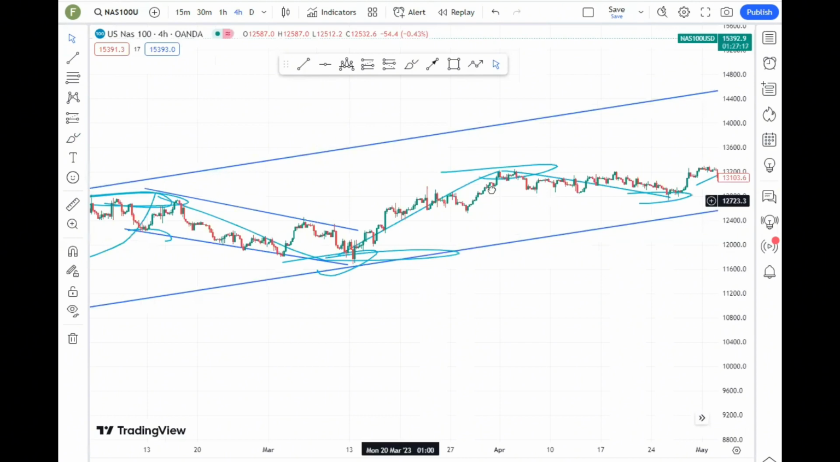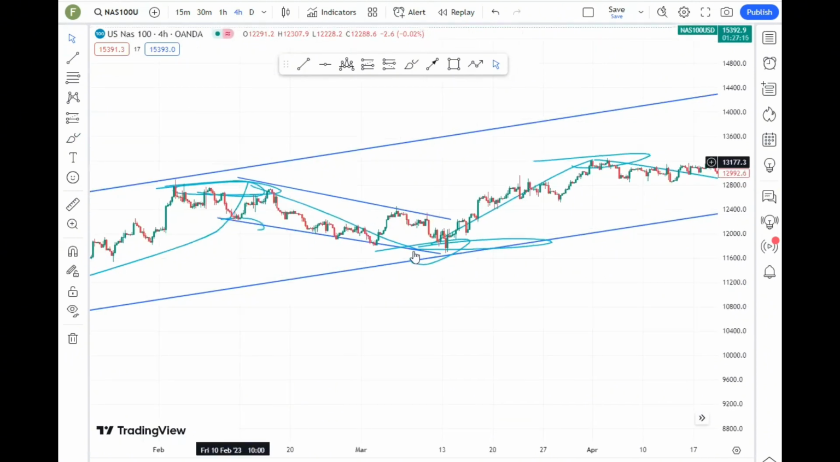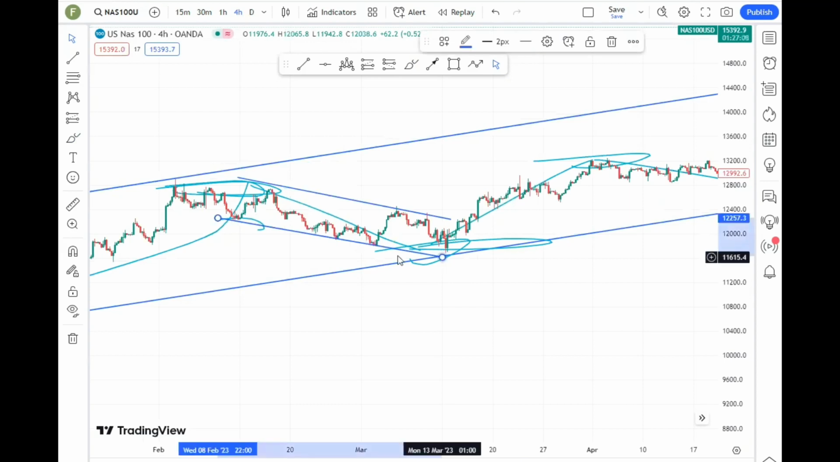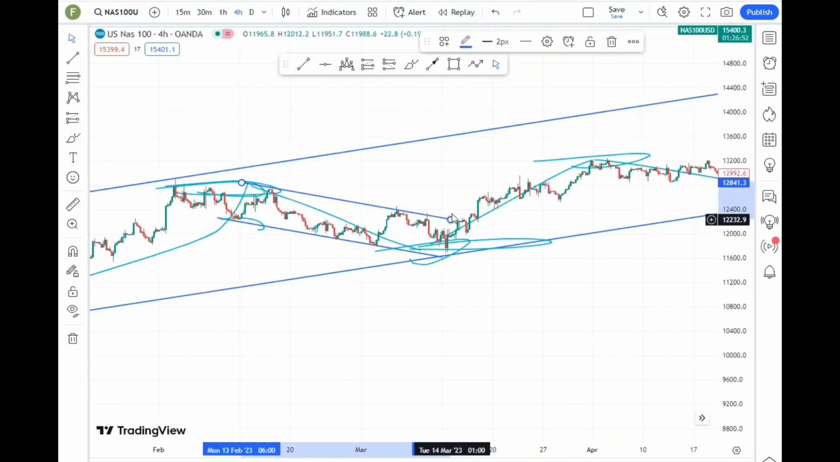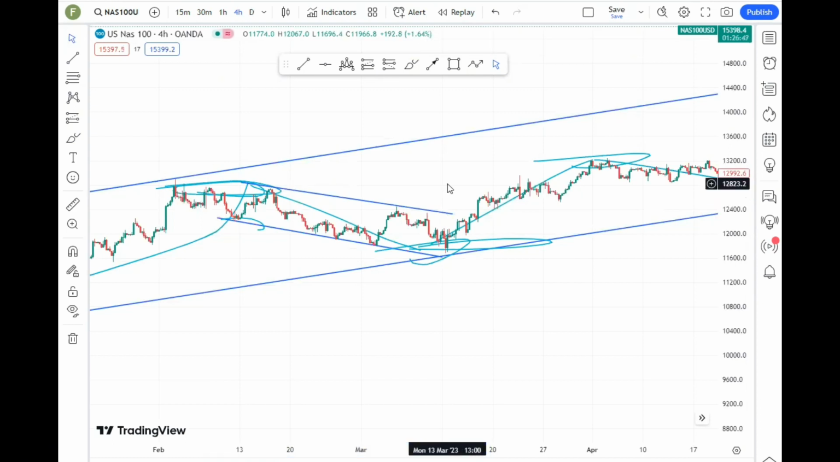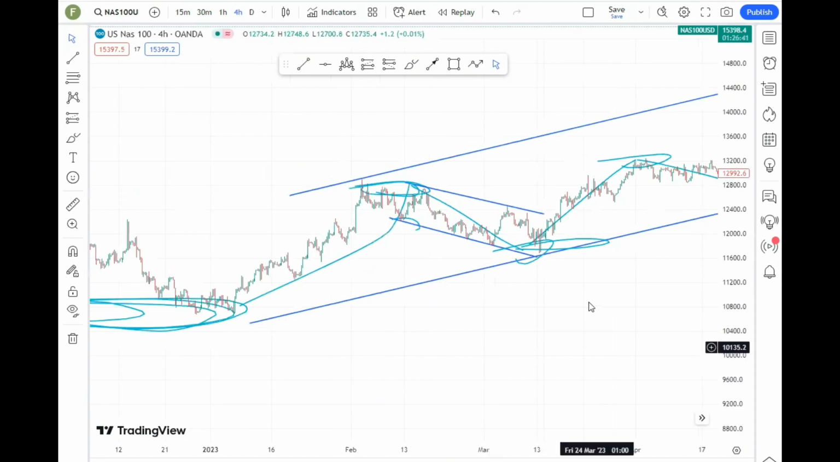Okay, so let's go back. As you can see from the previous market structure, we can see clearly that the market has been respecting this level. Hence why we had this falling wedge, or rather falling trend line, which represents that the market has been in a downtrending structure for quite a long time.